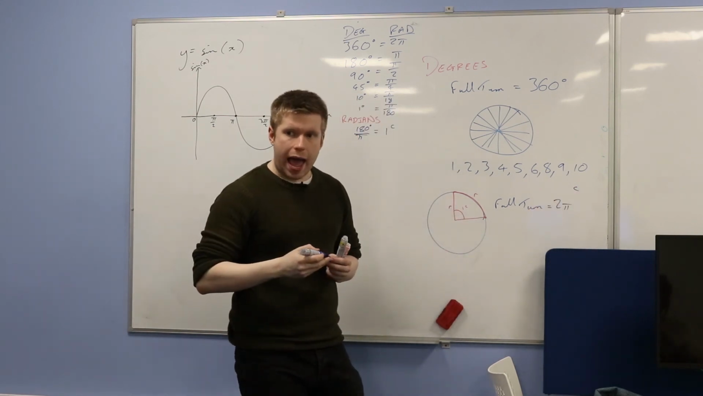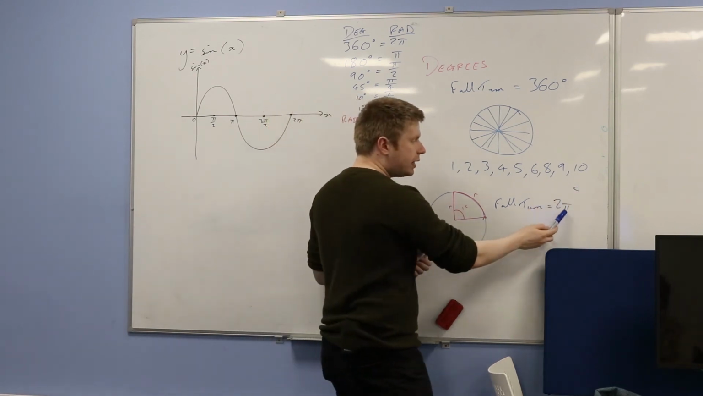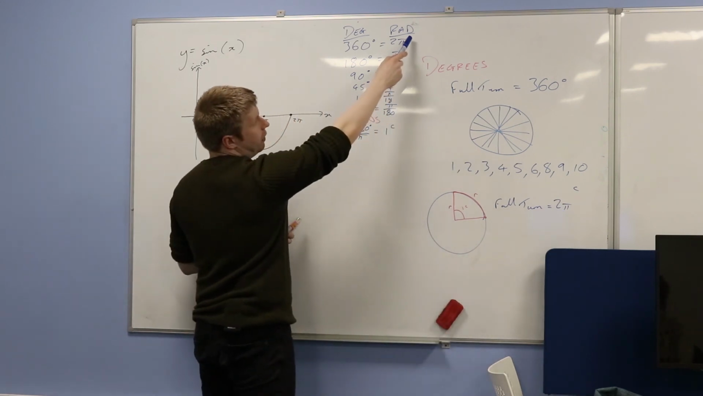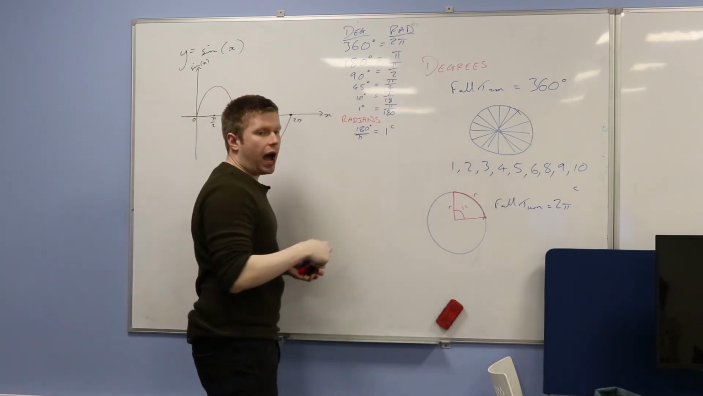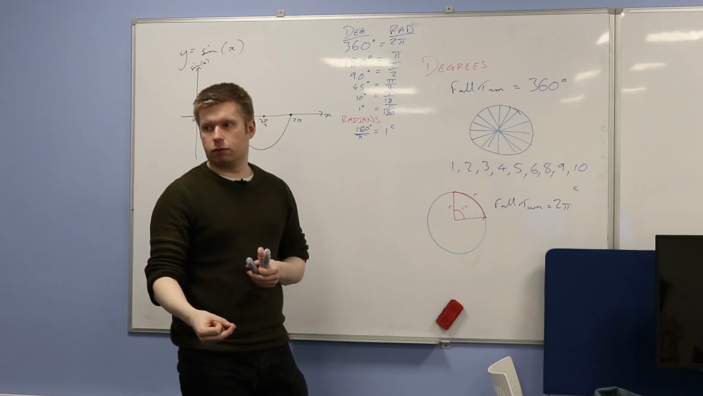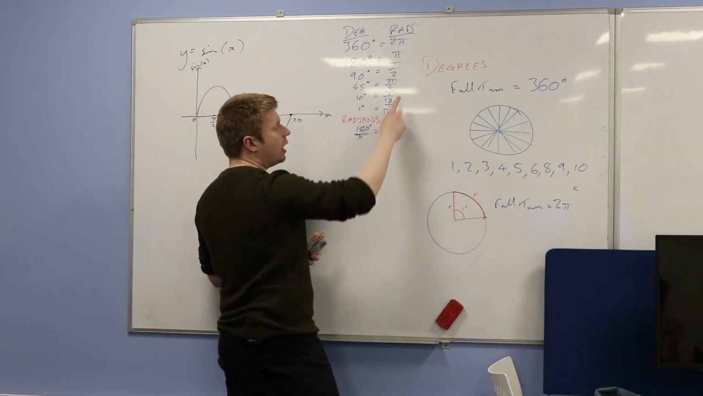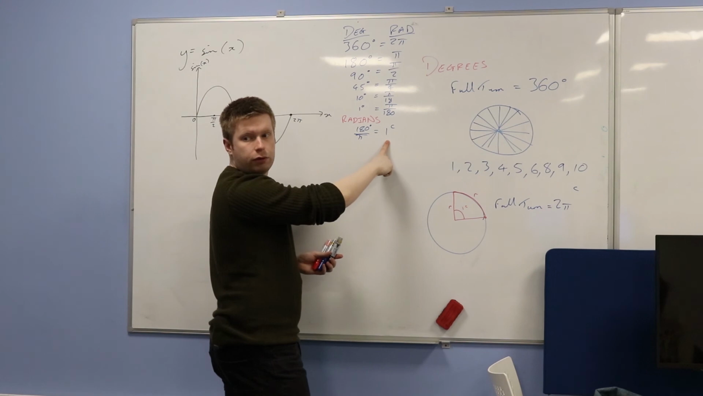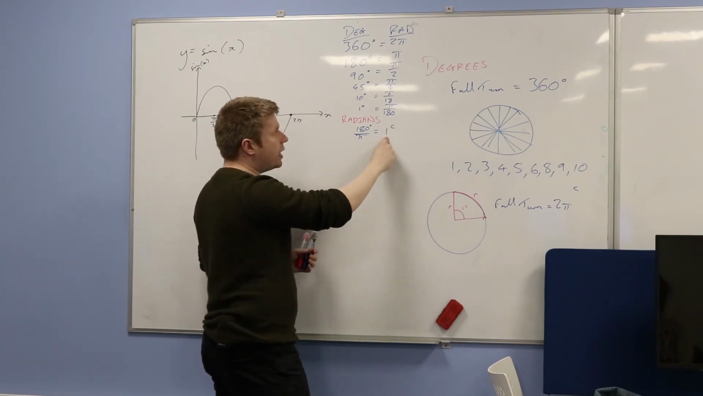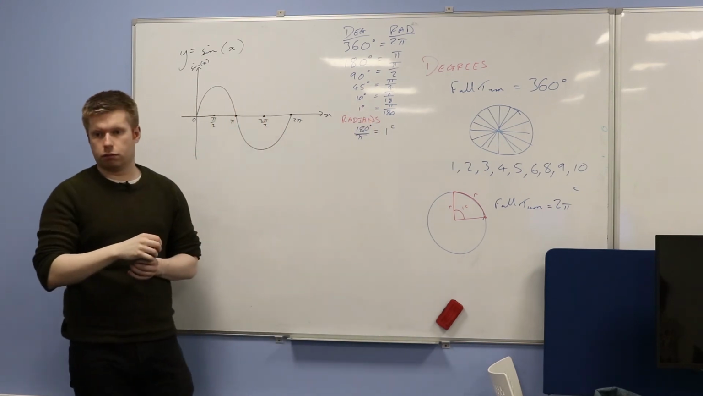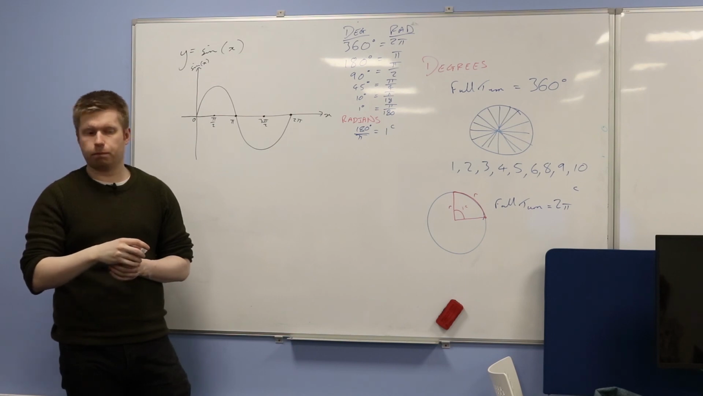Now, just be aware, if we give our angle in terms of pi, we assume it's radians, so you don't have to write it up here. But as soon as you start writing a number down, then you have to distinguish, is it radians or is it degrees? Does that make sense to everyone? Okay, good.